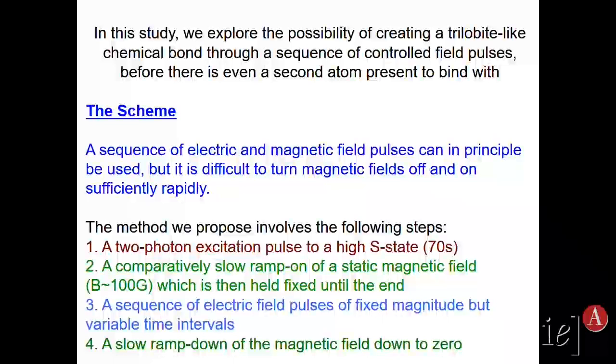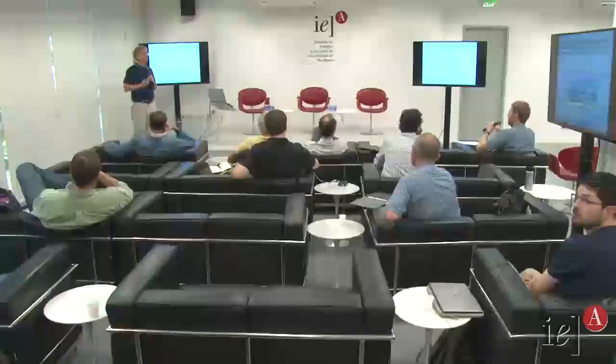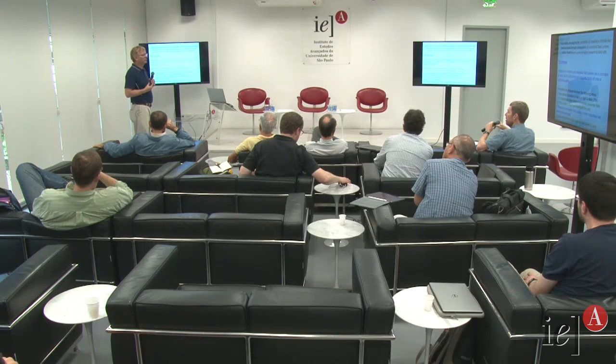Question, Chris. So is the electric field and magnetic field polarized along the same axis? Yeah. So we're preserving the M quantum number, M sub L.